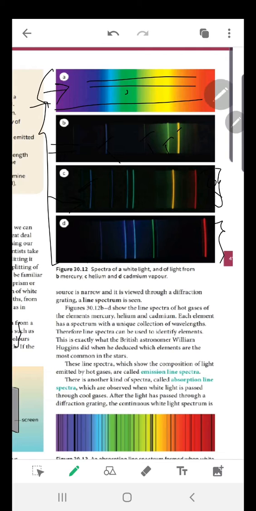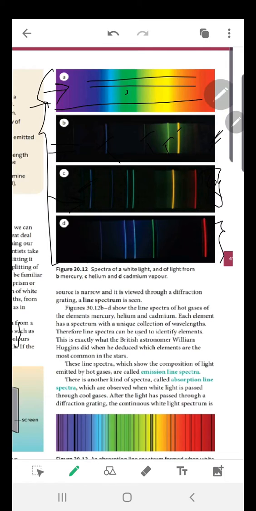There was one scientist, it's mentioned here. Yeah, William. William actually did exactly like this. He used to identify elements by passing their light through a diffraction grating and checking what wavelengths, what colors, were produced, and then he would know, oh, it is this particular element. So it's a very important thing.